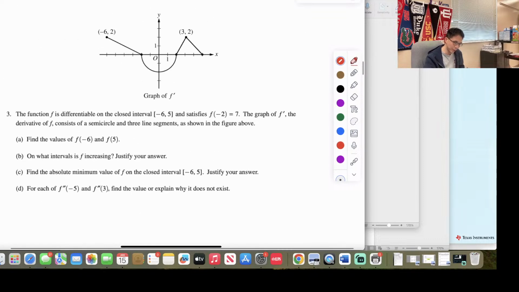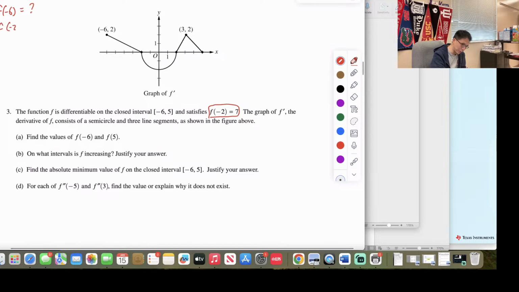But this FTC problem. So FTC problem basically, if I ever ask you f of -6, the thing is they give you an initial condition. So this is a question mark, but they say f of -2 is equal to 7. Now I will show you two different ways to approach it. One is just write down, because this is f prime of x, the integration of f prime of x dx.